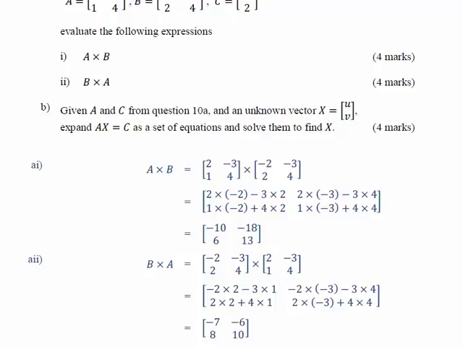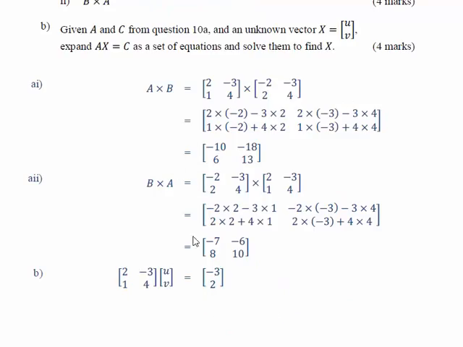Part B. Given matrices A and C from question 10a and an unknown vector x which is made of u and v, expand that set of equations to find the values of u and v. So if we write those down, we've got the A matrix times x is equal to the C matrix. So let's expand the A matrix. We're going to take the u and the v and place them over the top here. So we're going to get 2u minus 3v equals minus 3. And we're going to get u plus 4v is equal to 2.